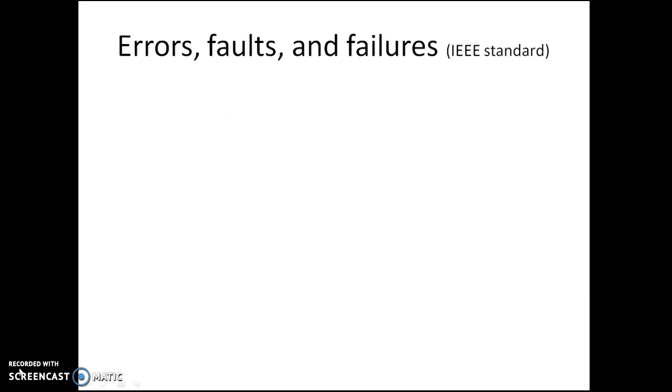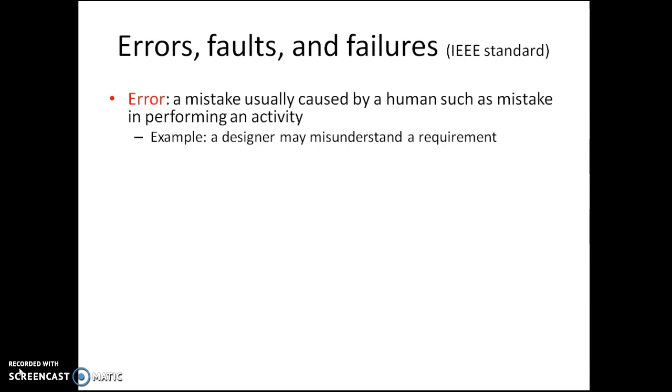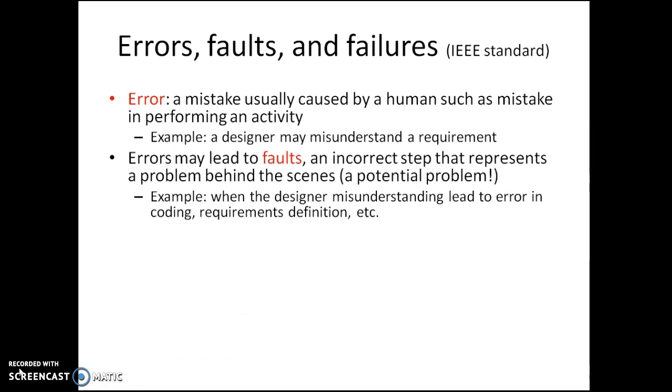What are errors, faults, and failures? Errors are just small mistakes usually caused by humans, such as a mistake in performing an activity. For example, a designer may misunderstand a requirement. Errors may lead to faults. The errors are in the form of misunderstanding of your requirements. Faults are smaller, incorrect steps that represent a problem behind the scenes, a potential problem. When a designer's misunderstanding leads to an error in the coding, so when your misunderstanding of the requirements leads to the coding, then it becomes a fault.